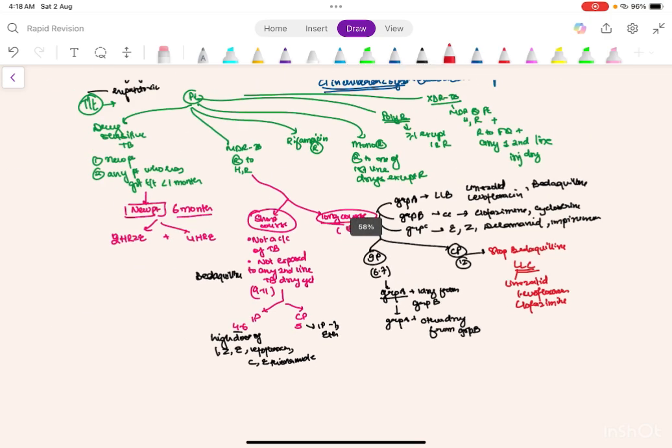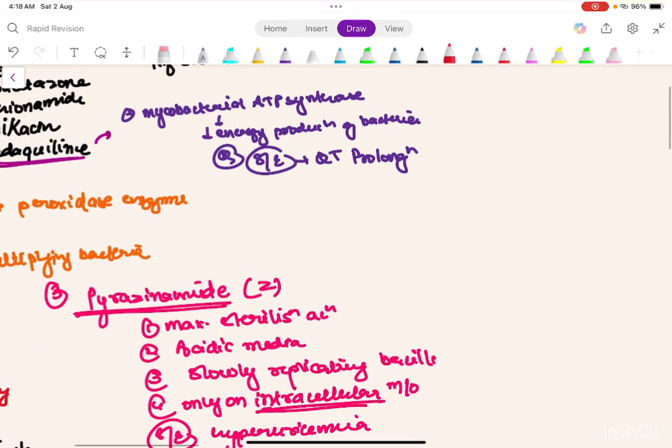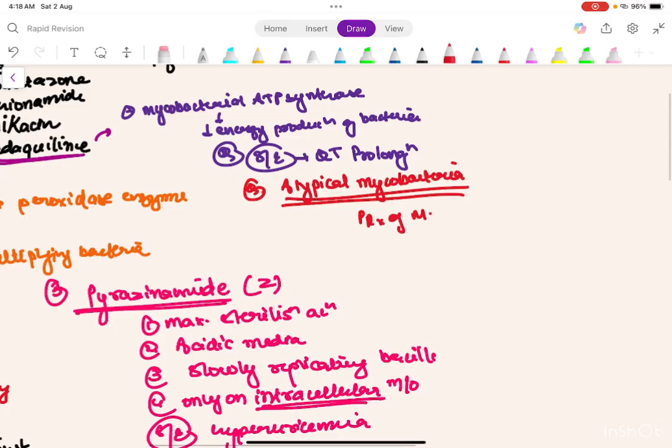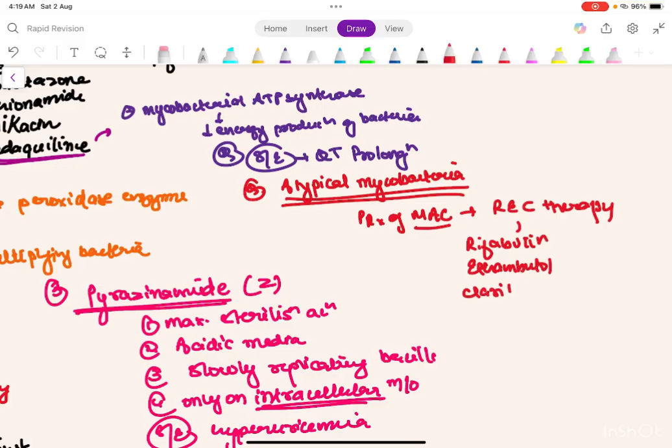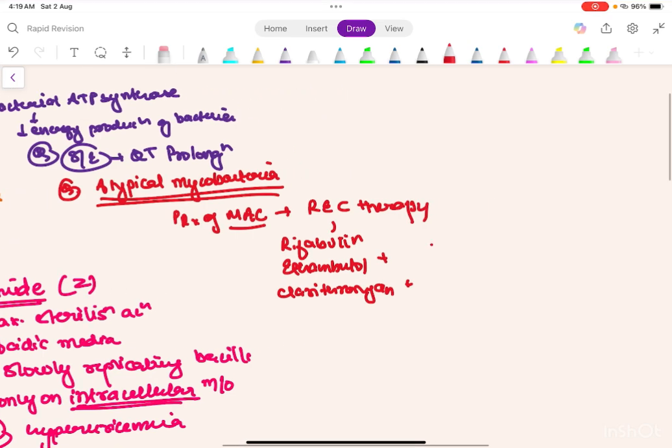Now if you have atypical mycobacteria, this is also a question that they ask, so I'll write it here. Atypical mycobacteria. Now in atypical mycobacteria, we have prophylaxis of M. avium complex, so you give REC therapy. Now REC stands for rifabutin, then we have ethambutol and clarithromycin. Now this is given in patients whose CD4 count is less than 50 per microliter.